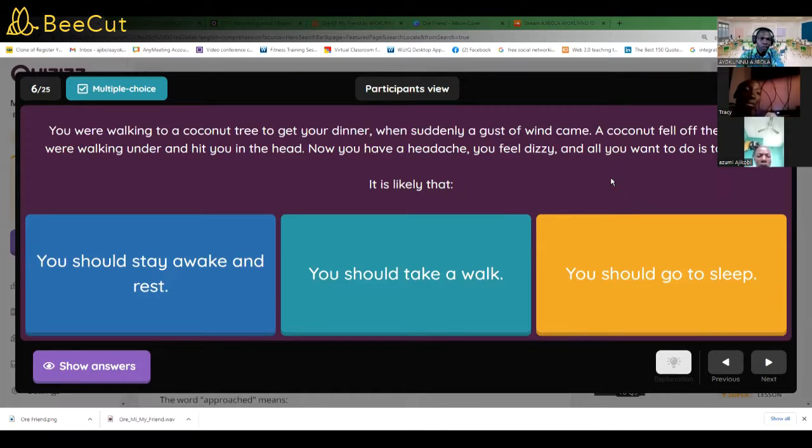Now, you were walking to a coconut tree to get your dinner when suddenly a gust of wind came. A coconut fell off the tree you were walking under and hit you in the head. Now you have a headache, you feel dizzy, and all you want to do is take a nap. Now the question is this: it is likely that you do what? Number one, you stay awake and rest. Number two, you should take a walk. Number three, you should go to sleep.